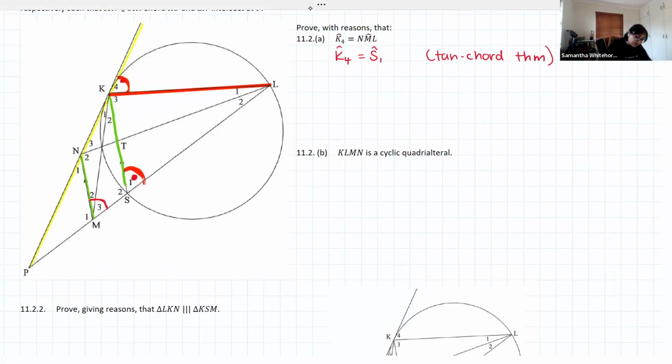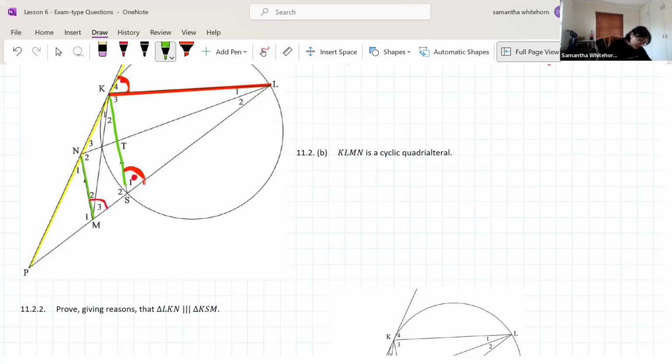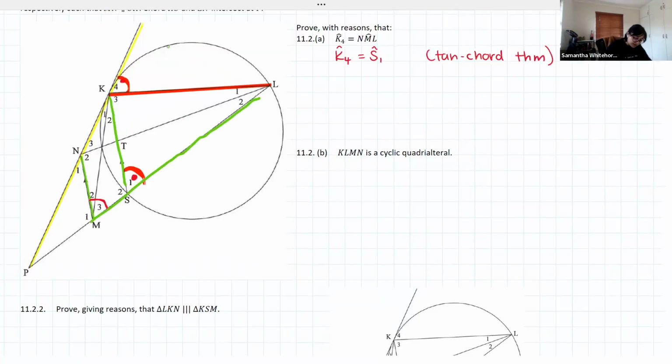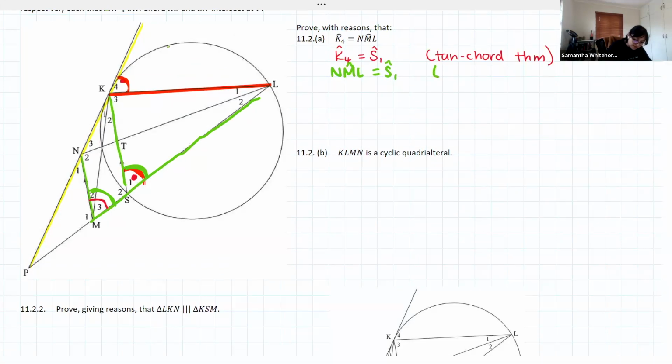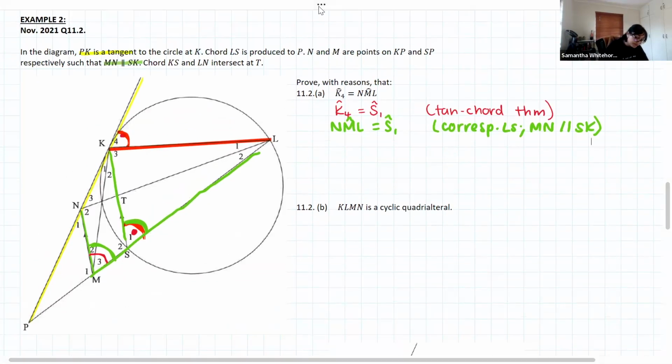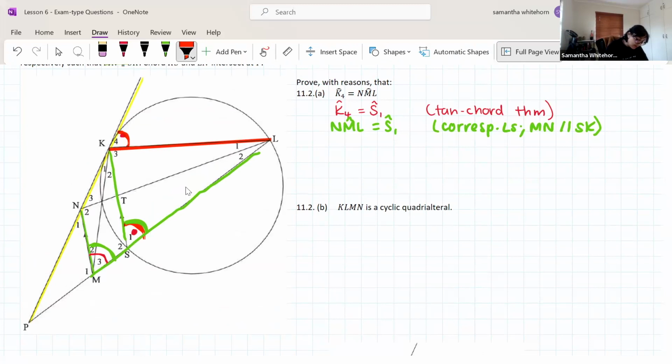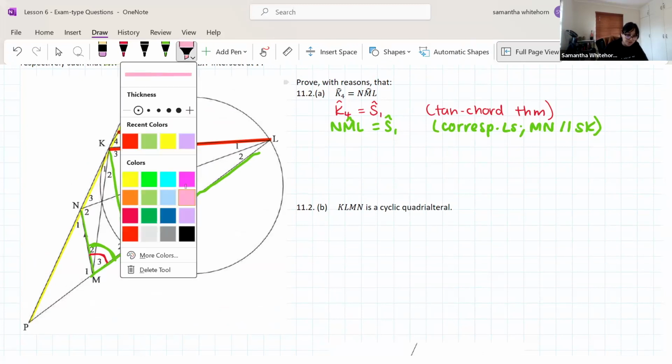Now, the next bit that's really useful to us is those parallel lines. If you have a look, we've got that F shape. We've got corresponding angles, which means that this whole angle NML corresponds to angle S1. So NML is equal to angle S1, corresponding angles, because MN is parallel to SK. I'm fully aware that this pen is quite thick, but we're rolling with it. Now, guys, if we go back to what we're trying to prove, we're trying to prove that K4 is equal to NML. That's our burden of proof, but that sounds weird.